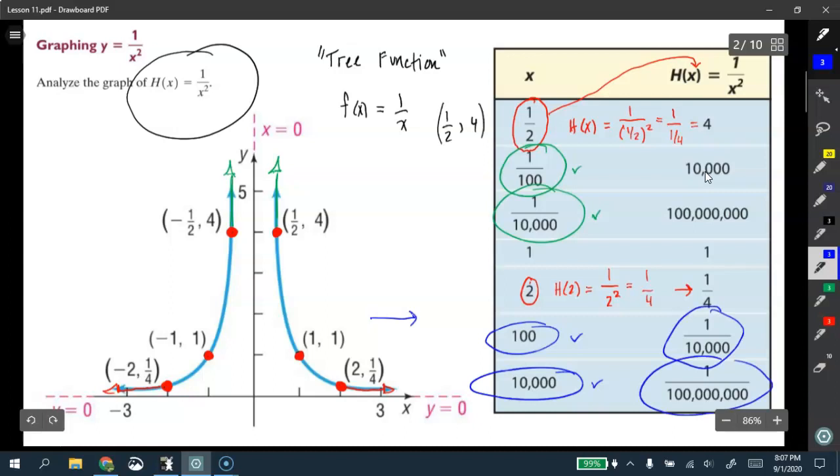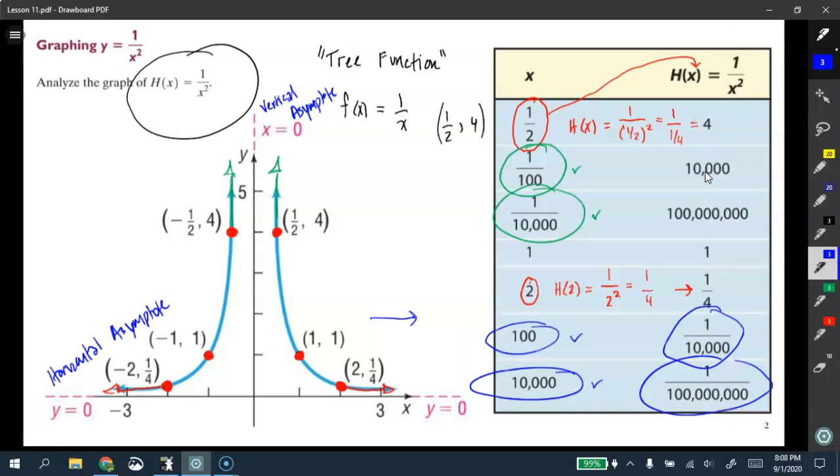But they never become negative, i.e. they never go underneath the y-axis. So that is a study of what we call the tree function, okay? And on this function, you're going to learn two things. One of them is called a vertical asymptote, and another one is called a horizontal asymptote, okay? So those are two things that we're going to study a lot in detail in this lesson.